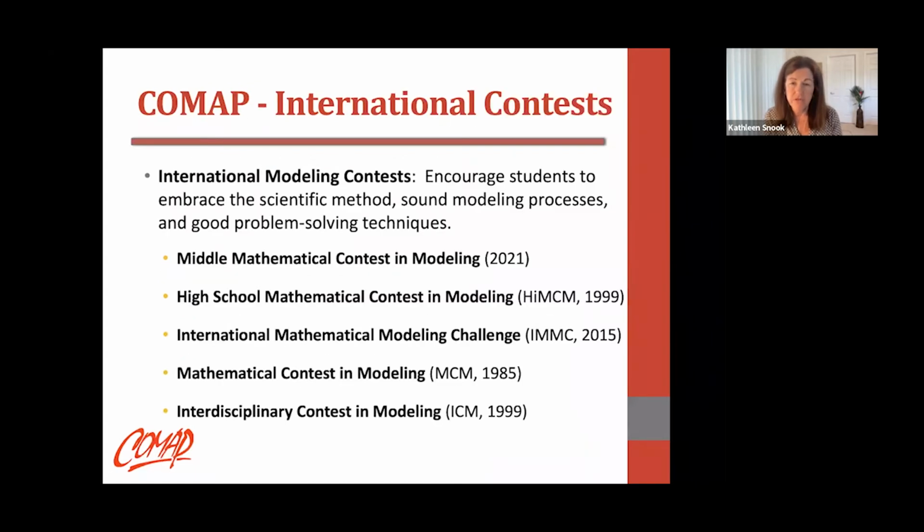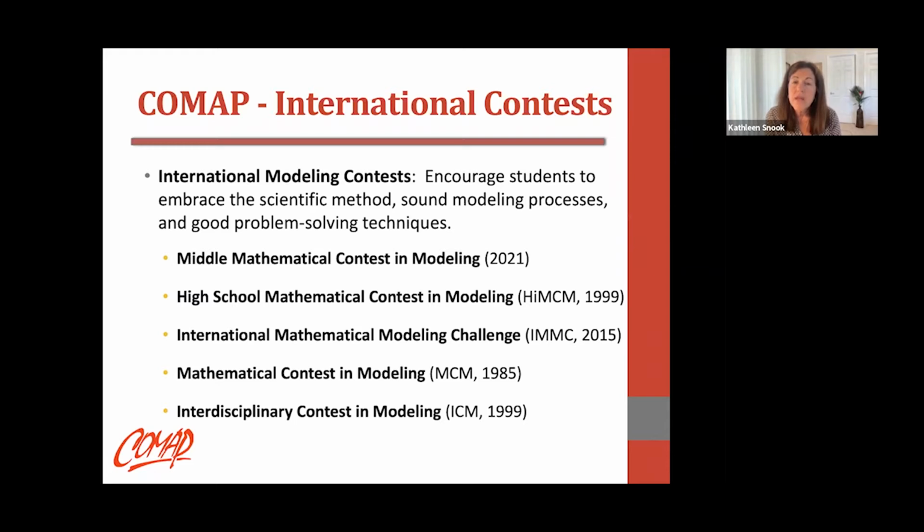Additionally, after COMAP was founded, it really wanted to motivate incorporating math modeling into the classroom, and so it developed international math modeling contests. The first contest was started in 1985, the Mathematical Contest in Modeling, and then that was joined to have a more interdisciplinary arm in 1999. And today, Amanda's going to talk about those two contests, the MCM and the ICM.